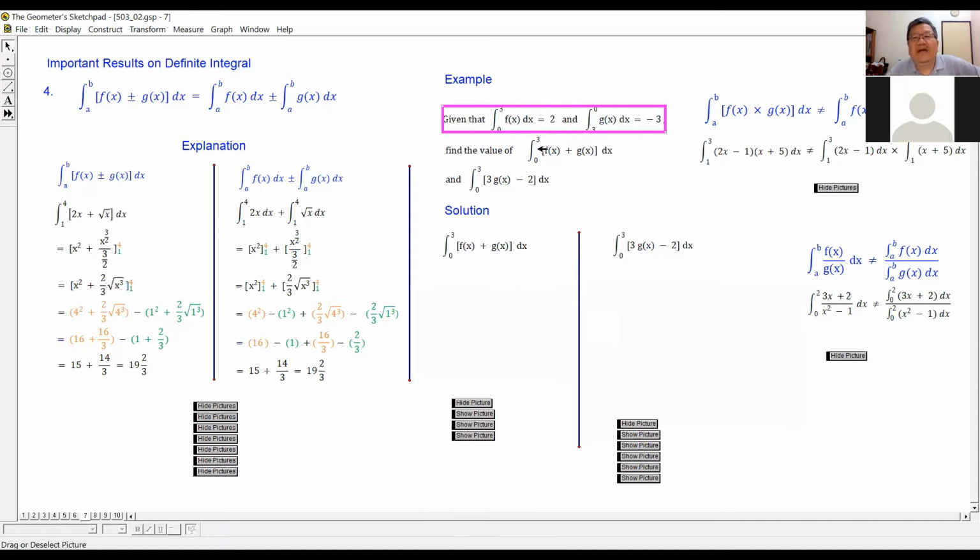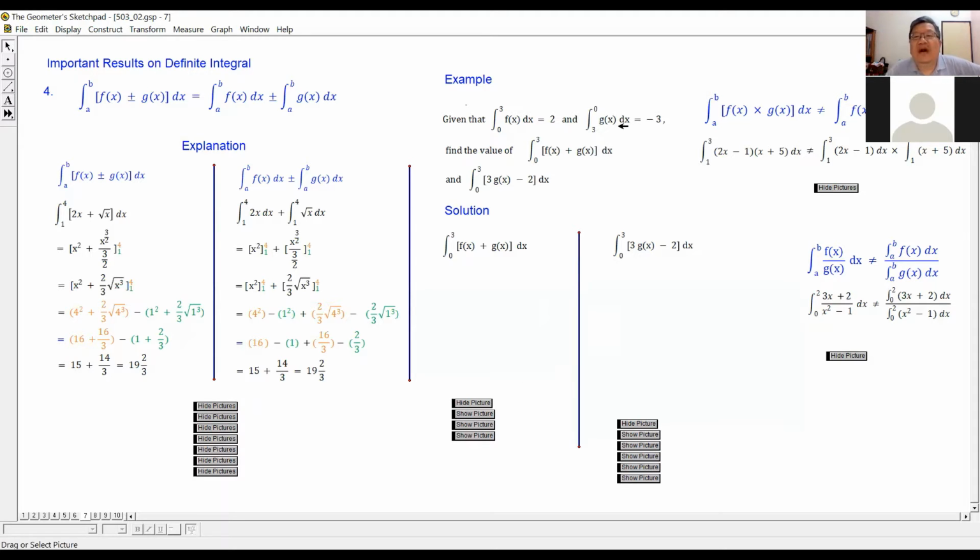Given that the integral from 0 to 3 of f(x) dx is 2. We don't know the function f(x), but we know the answer because it's a definite integral with numbers 0 and 3 there. So the final answer is 2.